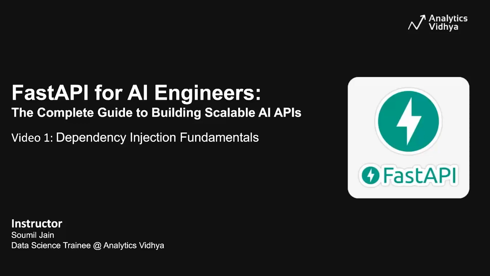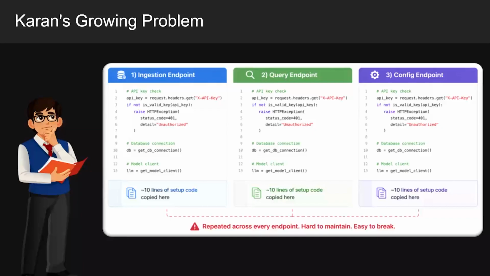Let's get into it. Look at the current three endpoints on screen: ingestion, query, and config. Every single one starts with the exact same three blocks: API key, check database connection, model client initialization. 10 lines of setup code copied 3 times. Now imagine we had 5 more endpoints. That's the same 10 lines in 8 places. Change the authentication logic, update it in 8 places. Miss one, the endpoint is now broken. This is exactly the kind of problem dependency injection was designed to solve.